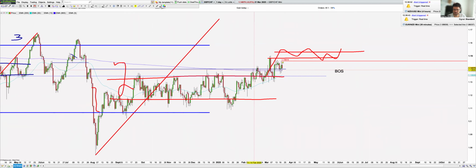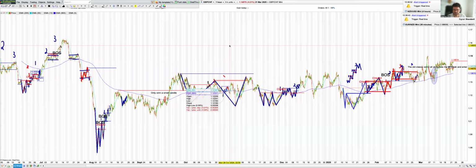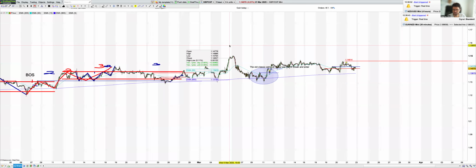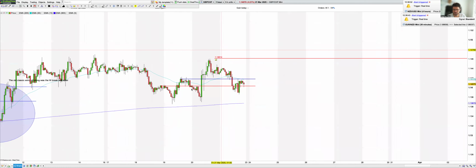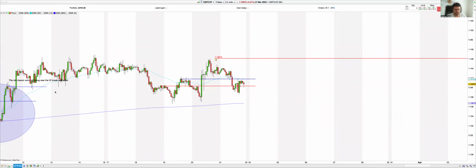Let's have a look what's going on. So we've broken structure here. We have broken structure. We just need to see a bit more progress. There could be something materializing here, but it's not quite ready yet, so we pass.